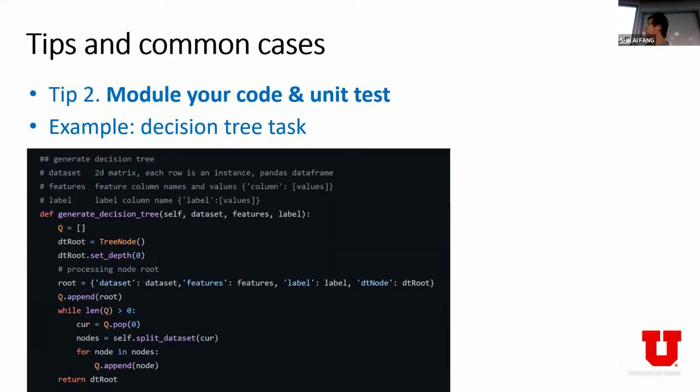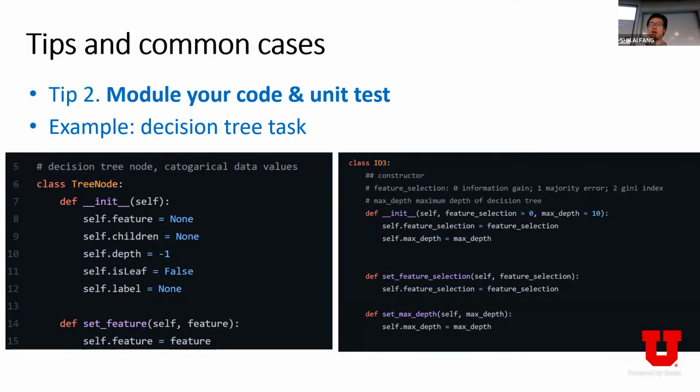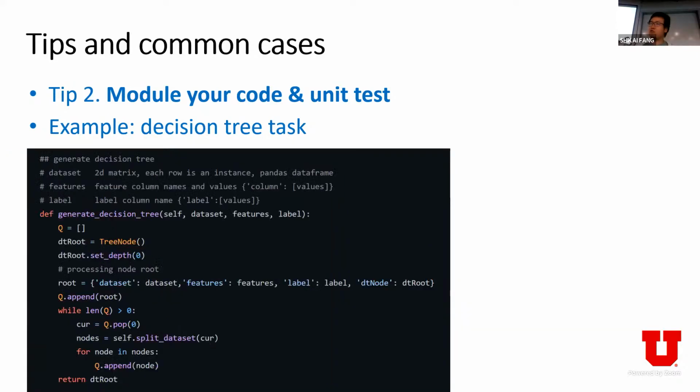Here I still give an example just to generate your decision tree. Just recall we have the class of your tree node as in the left figure, and I just write a new function called generate decision tree, and you just call the function and add the root step by step. So that's the big idea, or my suggestion, for your decision tree implementation homework.